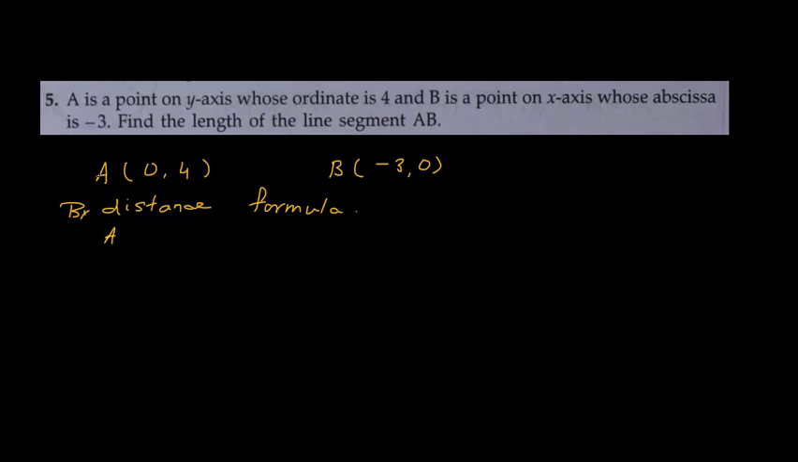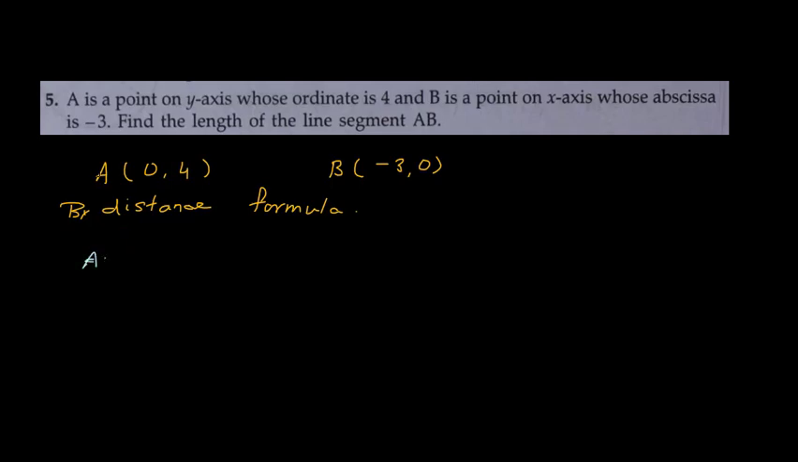Now let us see fifth question. Now the fifth question is, A is a point on y-axis whose ordinate is 4. So A is a point on y-axis, that means its x coordinate is 0, y coordinate is 4. B is a point on x axis whose abscissa means x coordinate is minus 3, y coordinate is 0. Find the length of segment AB. So AB, I will say that by distance formula. By distance formula, I will check this length AB.